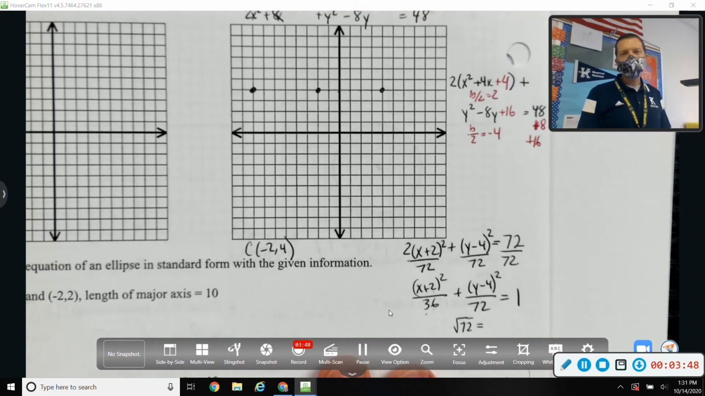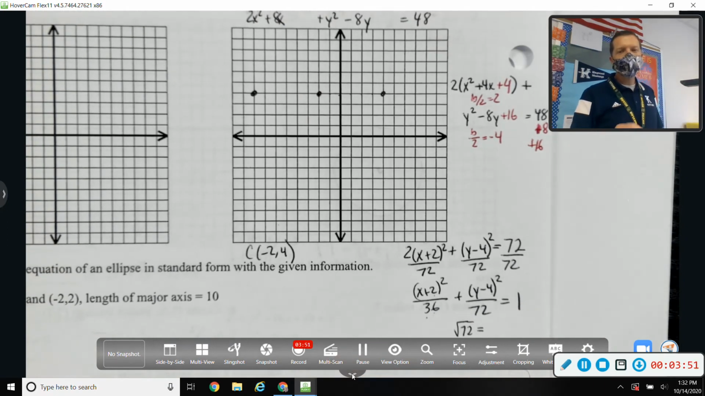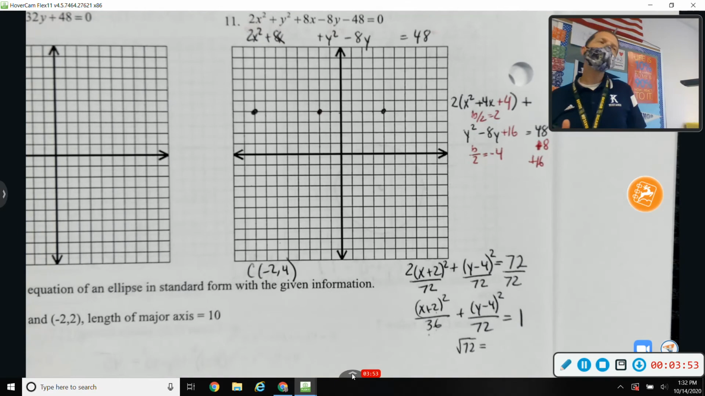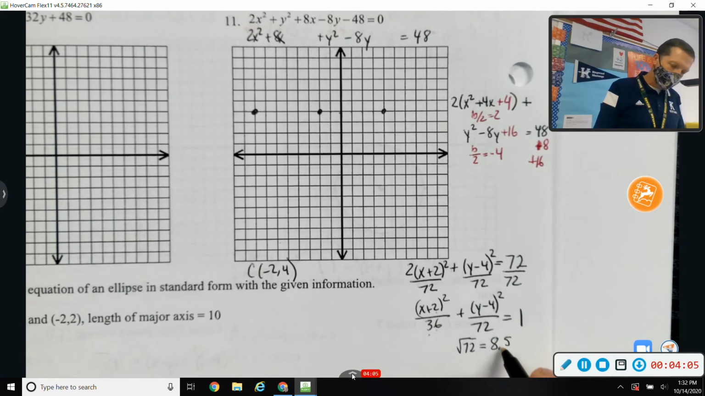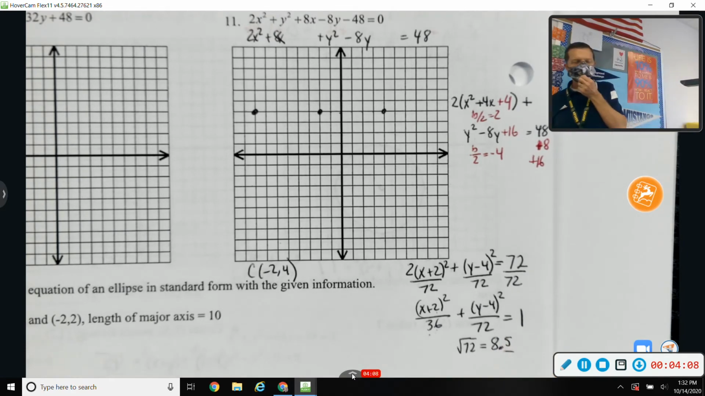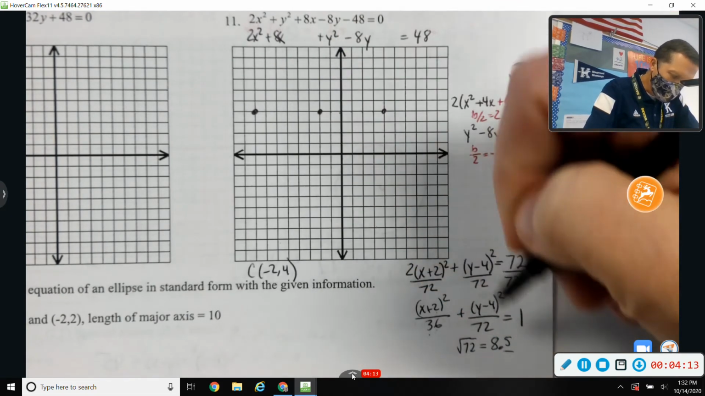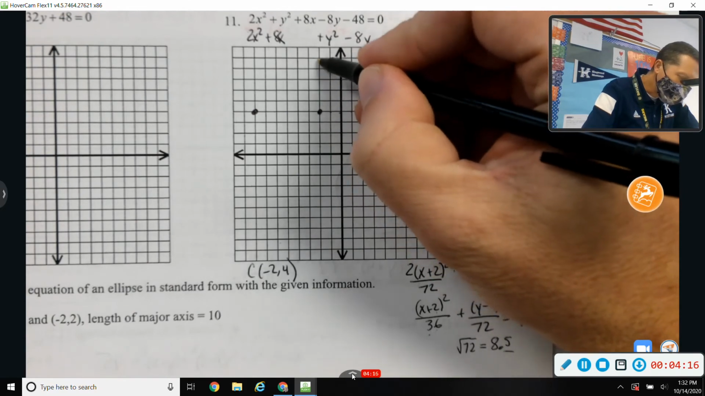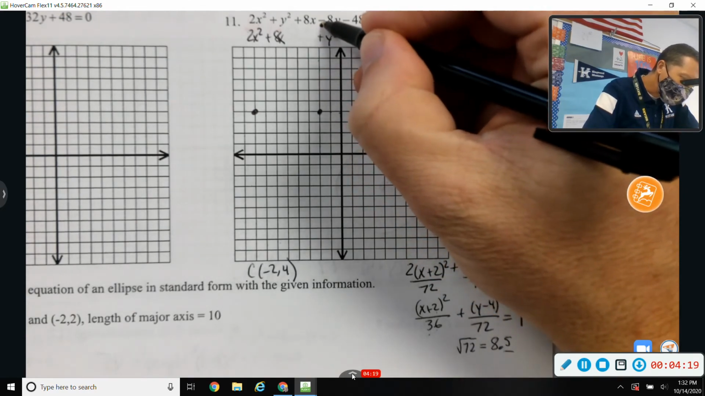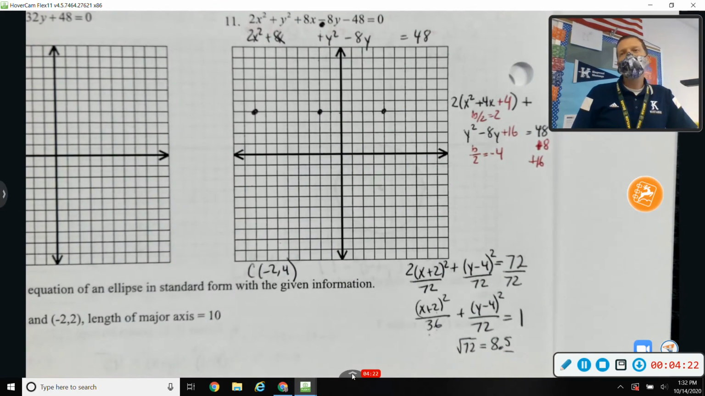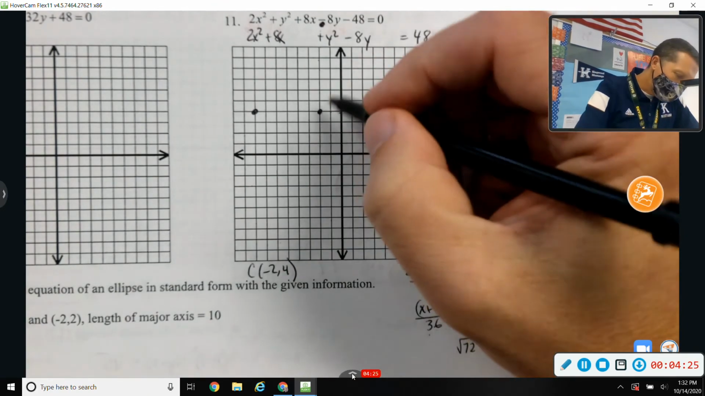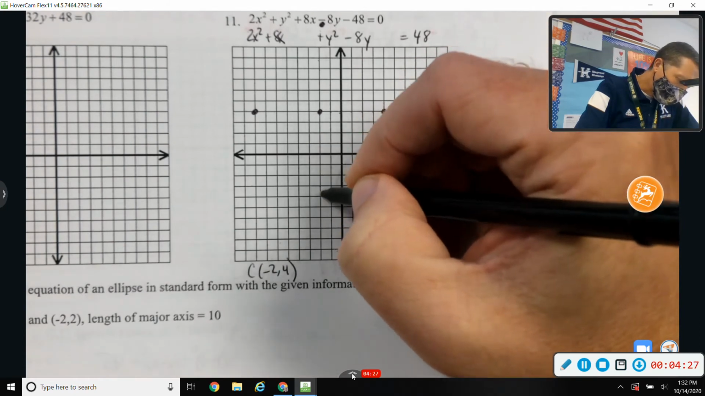Well, I don't really like square root of 72. What's square root of 72 close to in terms of decimals? 8 point something, because 64 is 8 squared, 81 is 9 squared, so somewhere in the middle, 8 point something. Probably not 8.5, but it's somewhere in the middle. So I'm going to go up and down 8.5, or square root of 72. 1, 2, 3, 4, 5, 6, 7, 8, and a little bit. Again, some of the graphs go off the grid by a little bit.